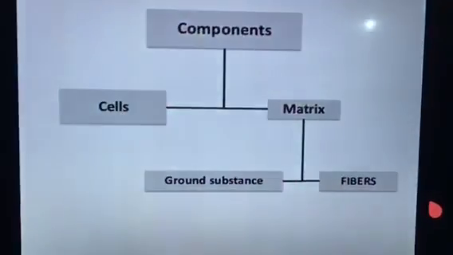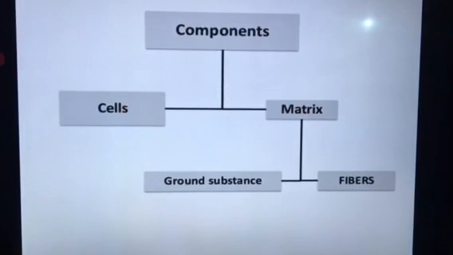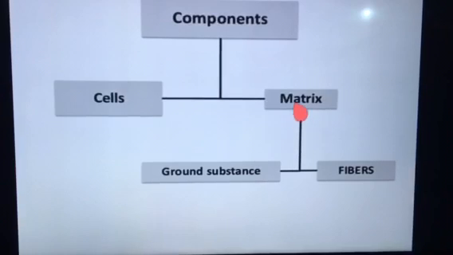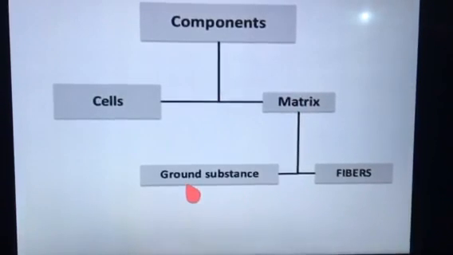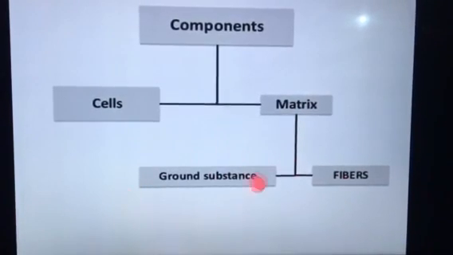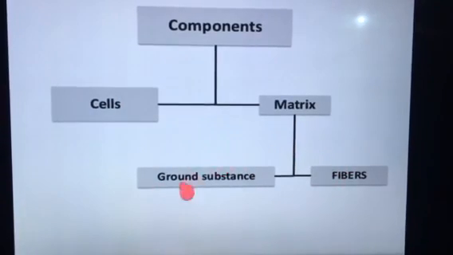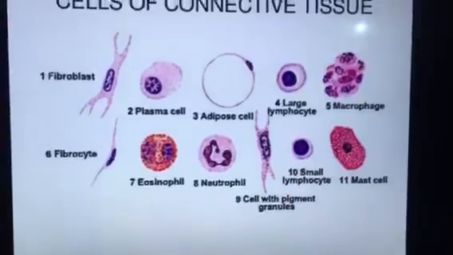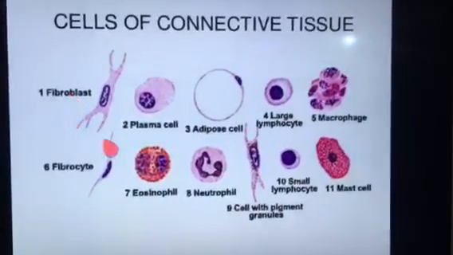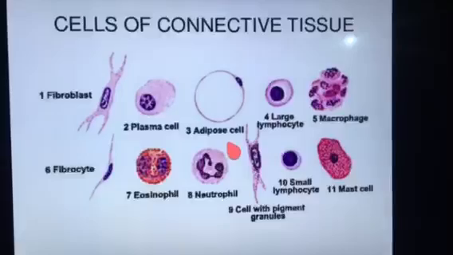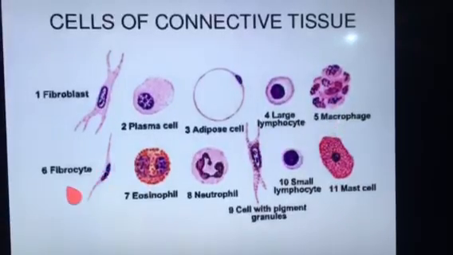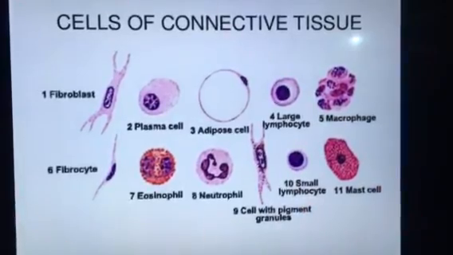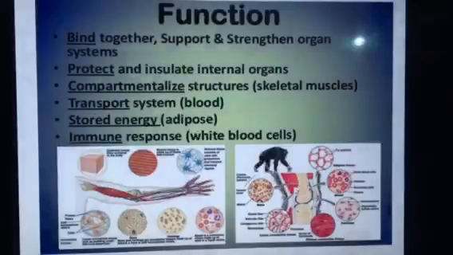Okay, here is the composition of connective tissue. The components are cells and matrix, and matrix is again divided into ground substance and fibers. The matrix is where the tissues are embedded. These are the cells of connective tissue: fibroblast, plasma cell, adipose cell, large lymphocyte, macrophage, fibrocyte, eosinophil, and so on.